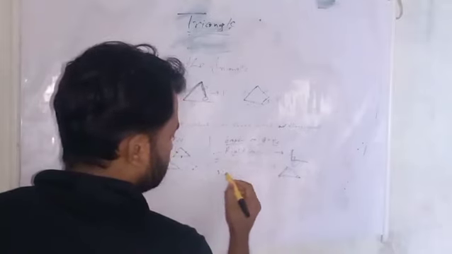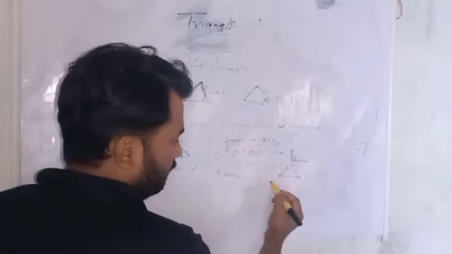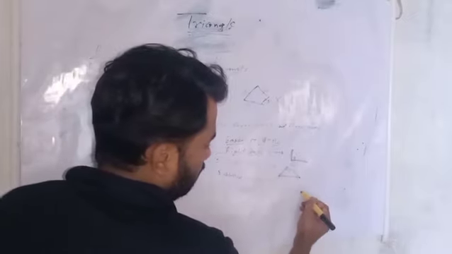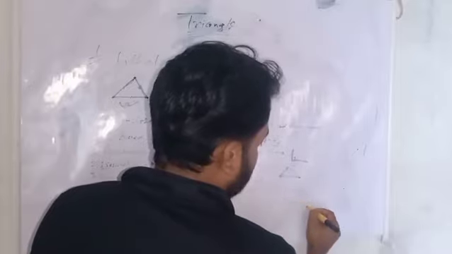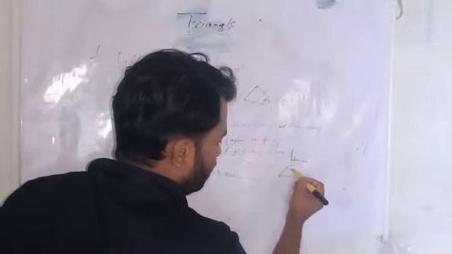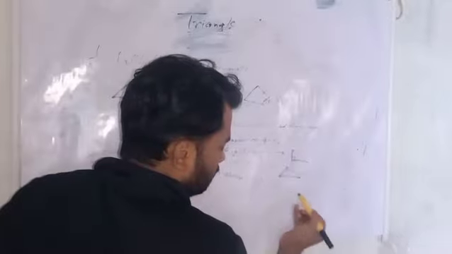Next is the obtuse angle triangle. In an obtuse angle triangle, any one of the angles is greater than 90 degrees. In an acute angle triangle all angles will be less than 90 degrees, but in an obtuse angle triangle any one of the angles is greater than 90 degrees, then we can say that triangle is an obtuse angle triangle.